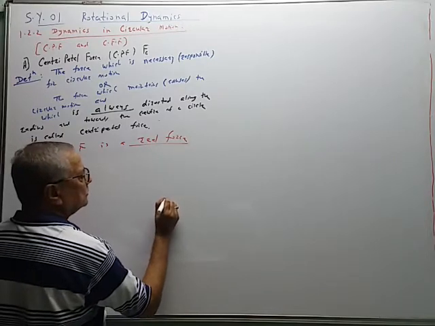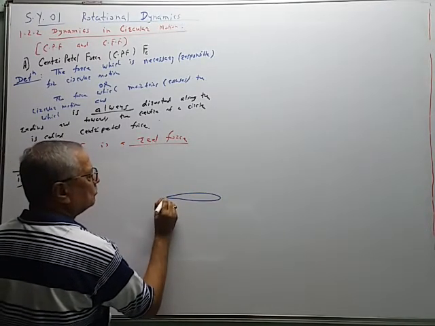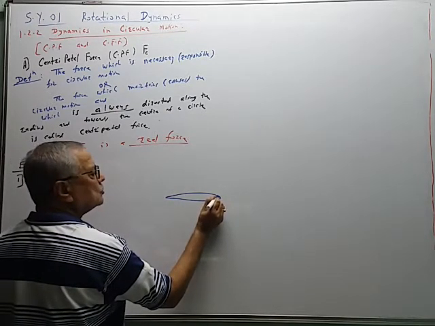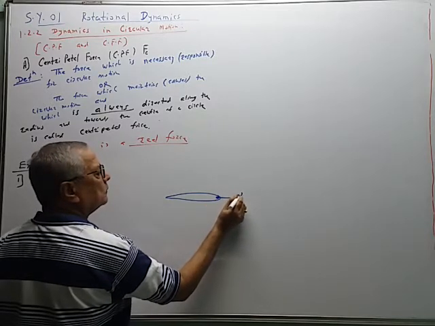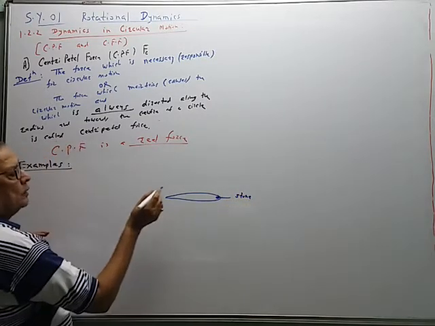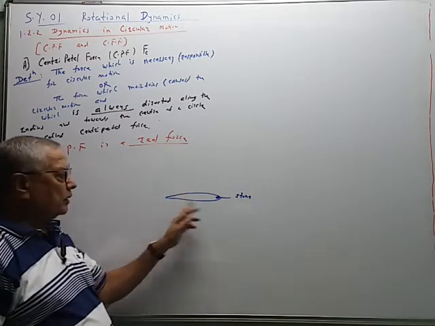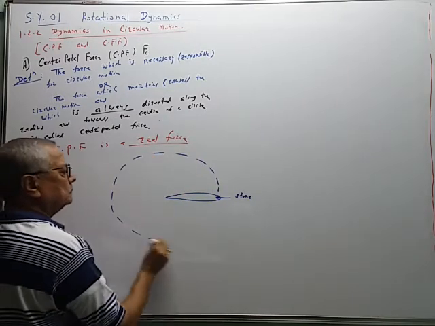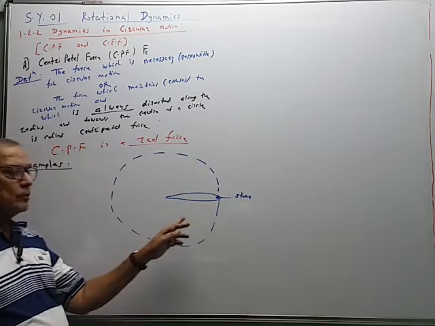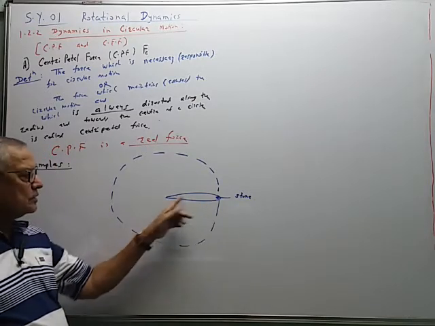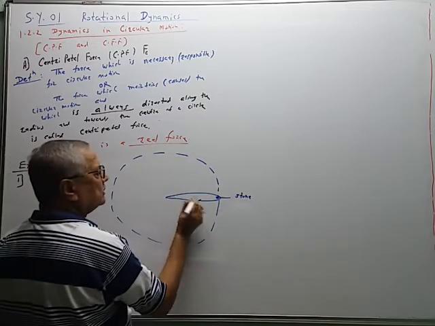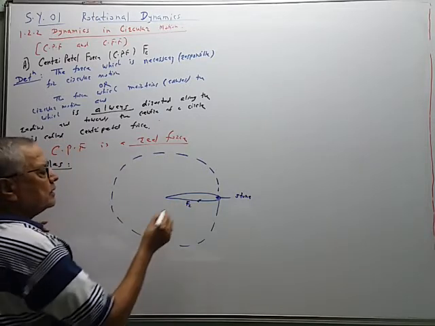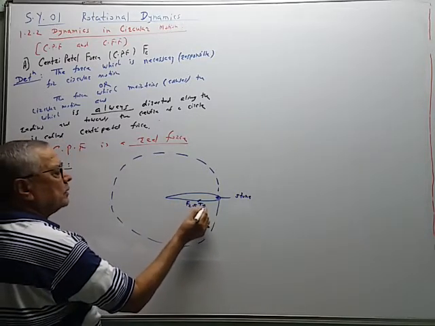Suppose this is a string. Both the ends are brought together. Here is a leather belt, and here is a stone. By applying tension with our hand along the string on the stone, we can revolve the stone in a circular path. So the motion of the stone is circular motion. Why? Because some force is acting on the stone in this direction. This is the centripetal force Fc, and it is provided by the tension applied by our hand.